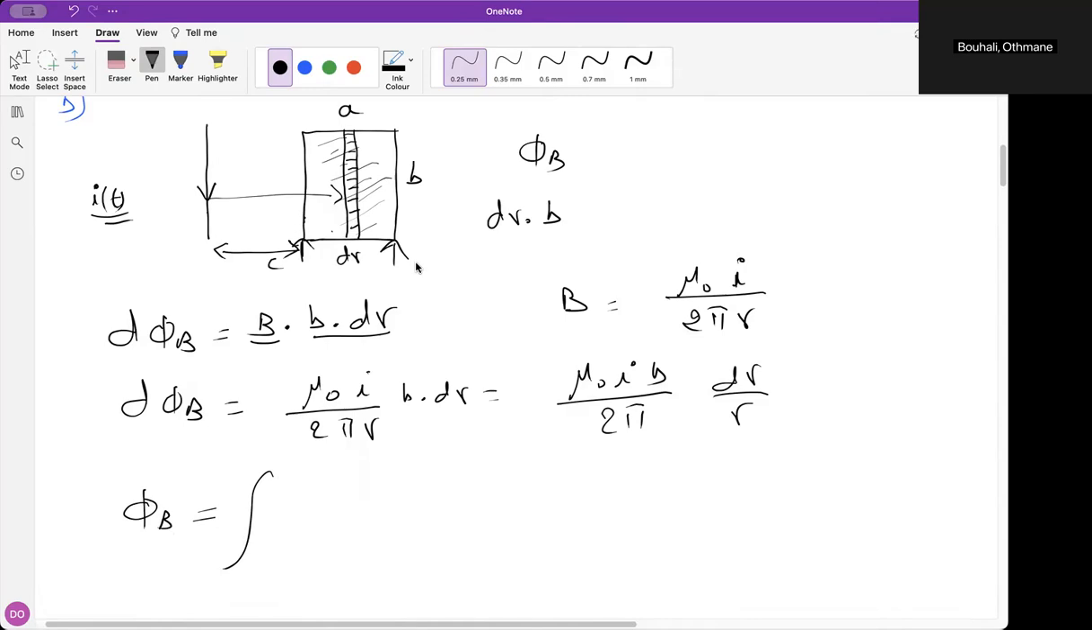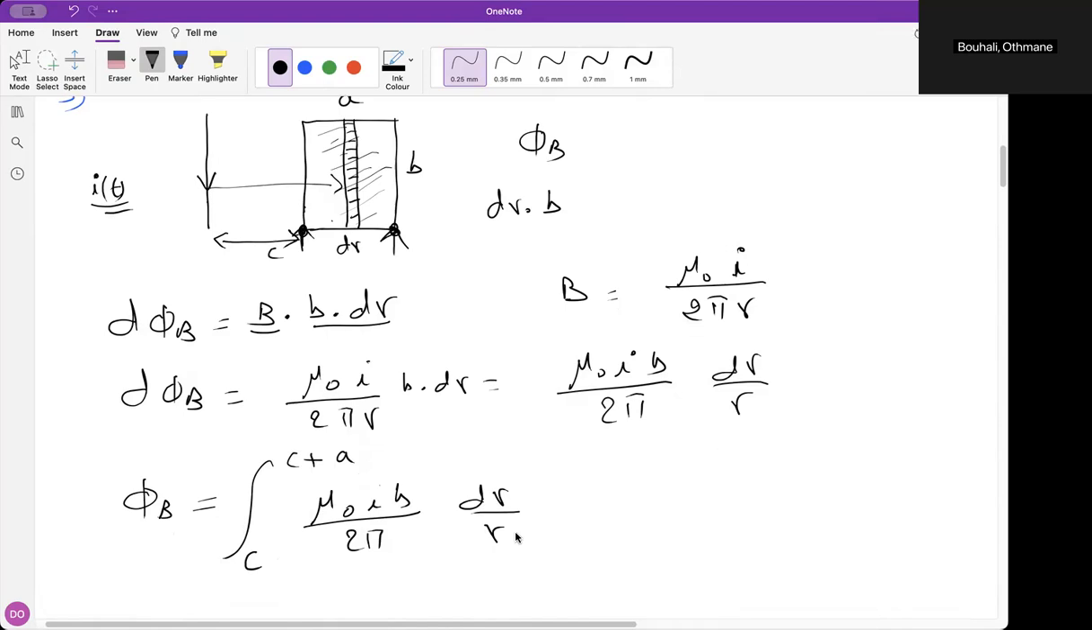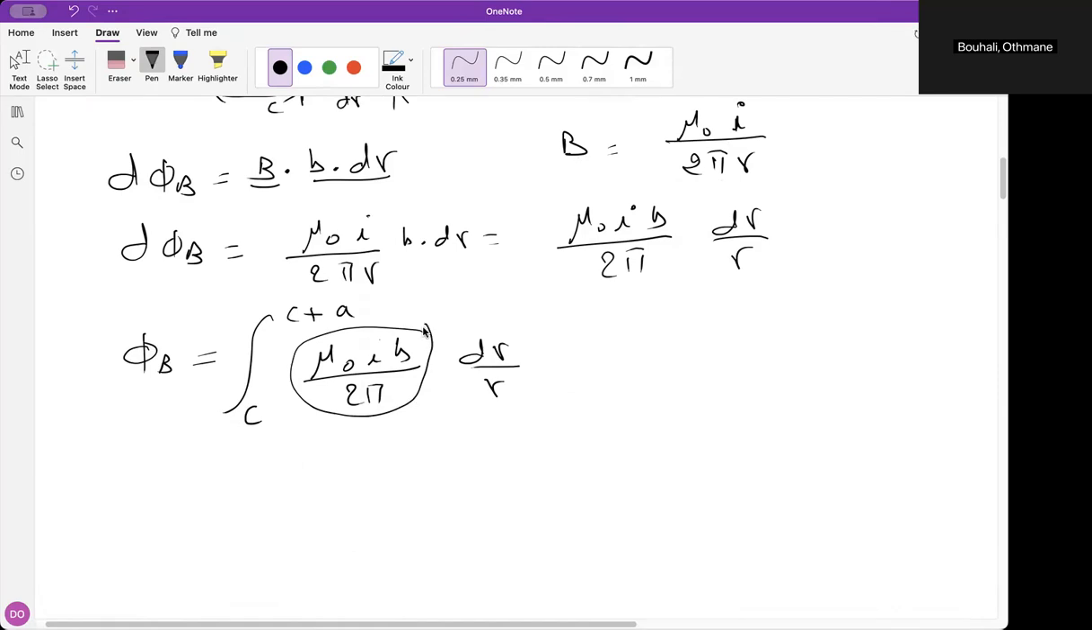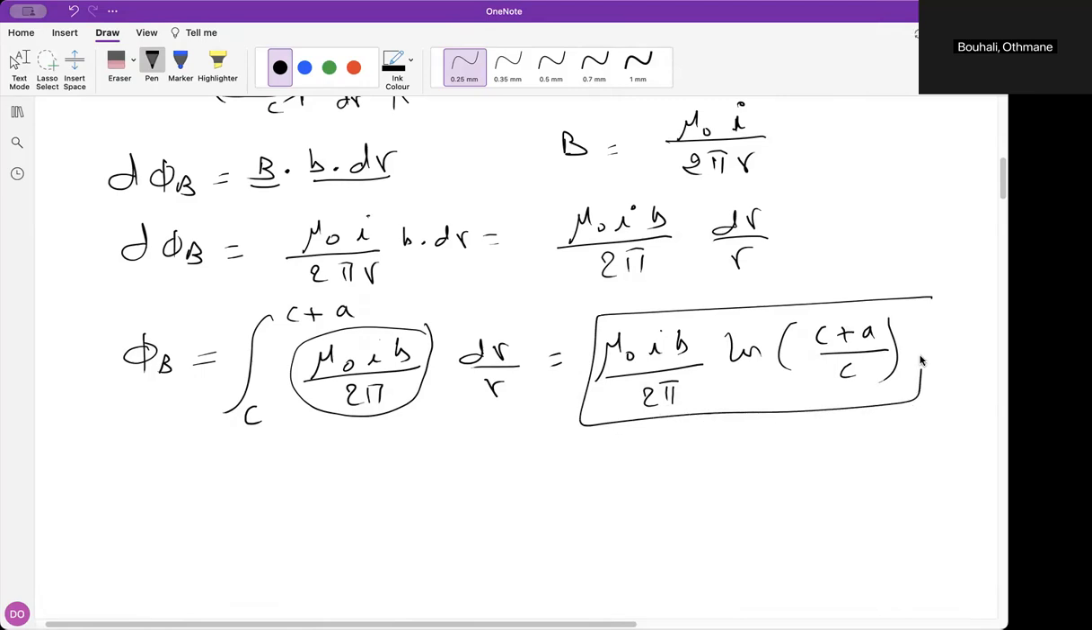From here to here, over the full length, which means from C to C plus A, because this point is at C and this point is C plus A, and then the small dr over r, with mu 0 I b over 2 pi. All these quantities are constant as a function of space, so I can get them out of the integral, and you can easily check that this will give you ln of C plus A over C. So this is the magnetic flux.